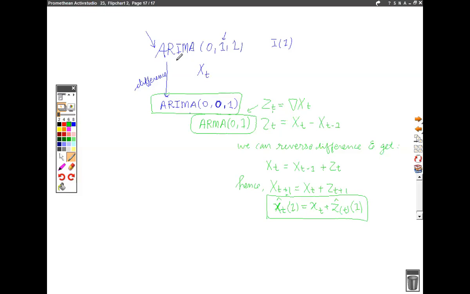Is this clear? Yes. Okay. Any doubts in this?